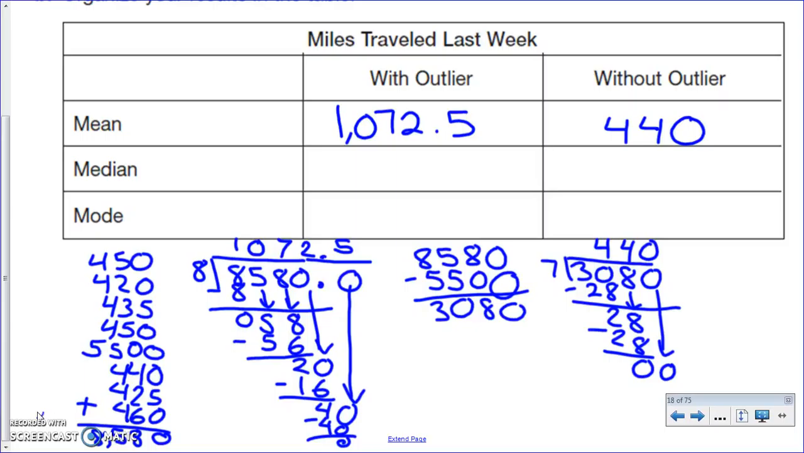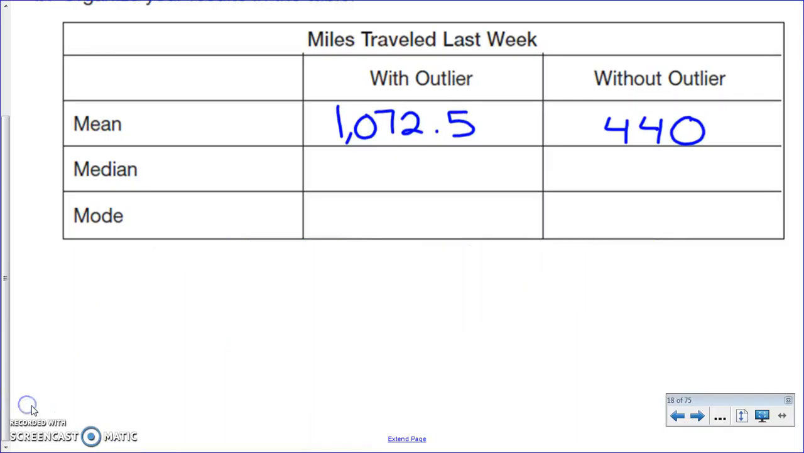Please make sure you have the work copied down because I'm about to erase it so we can do the median and the mode because we need a little more space for those. Now, for the median, we need to put the numbers in order from least to greatest. So if we look, our smallest number is 420, and we're going to do 425, 435, and so on. So go ahead and write the numbers out with me in order here.